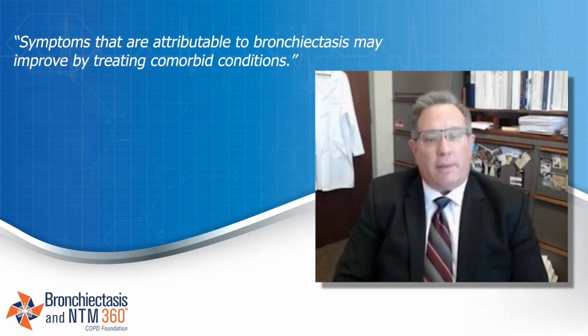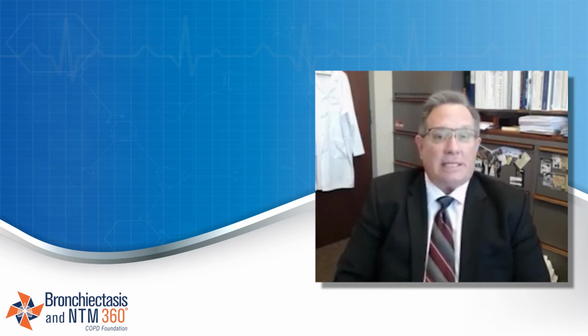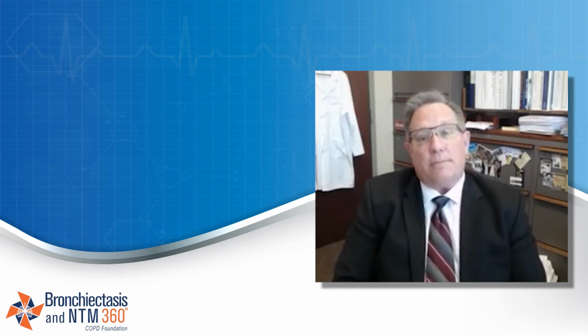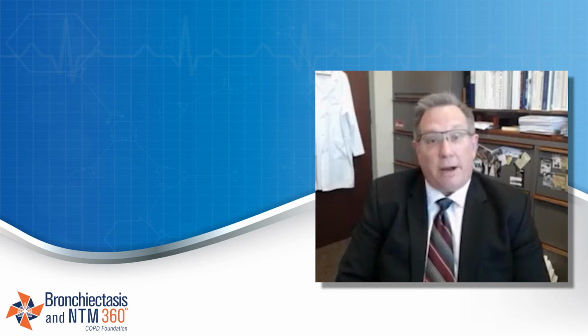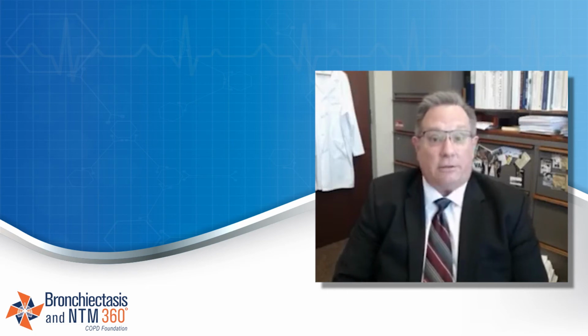Point here is that when there are associated conditions, oftentimes symptoms that are attributable to bronchiectasis may improve by treating some of these comorbidities, whether they're associated lung conditions such as COPD or asthma, or other non-pulmonary associated conditions, including gastroesophageal reflux disease or chronic sinus disease. By addressing these issues and the paradigm of recurrent infection leading to inflammation and further airway damage, we set up the historical paradigm of the vicious cycle.